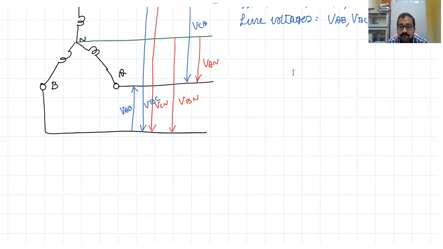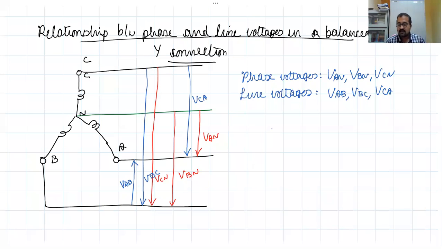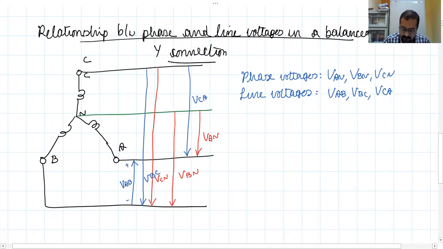Right now, so these are the phase voltage and line voltages. Right now, you consider these lines A and B. Our aim is to find the relationship between the phase voltage and the line voltage, right? So VAB, when you say VAB, this is at lower potential, this is at higher potential. So you are applying KVL to this closed loop, the loop consisting of phase A and phase B.